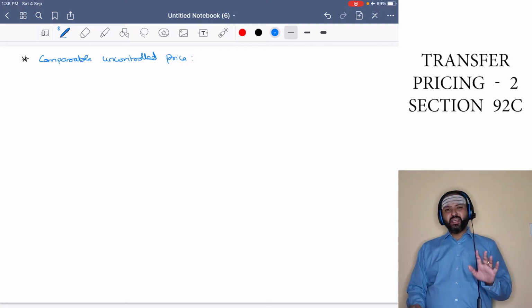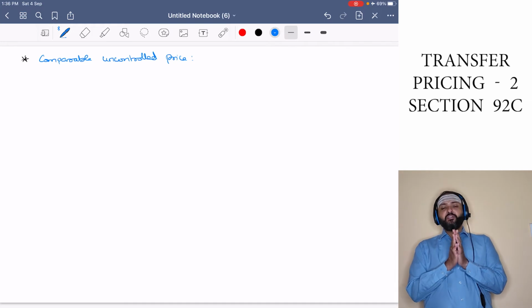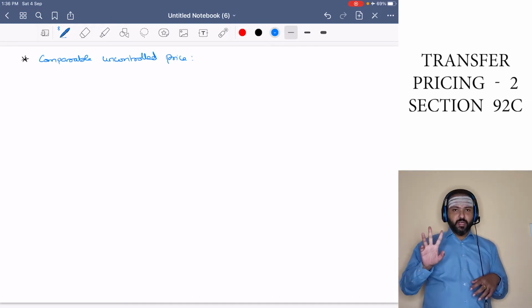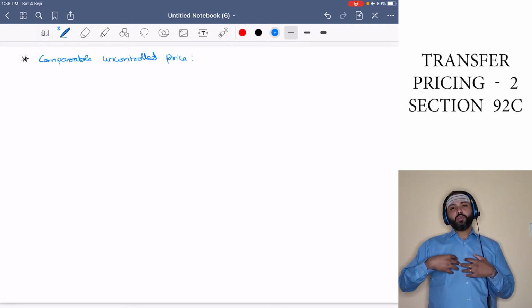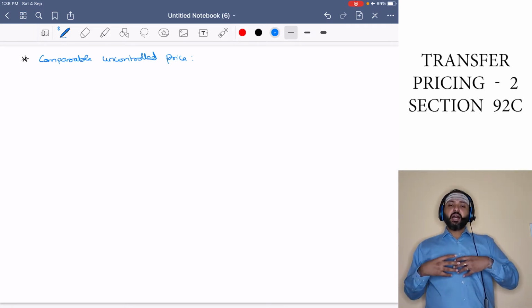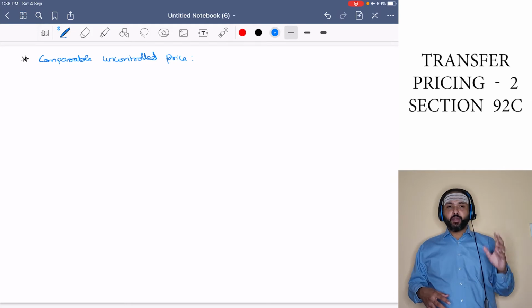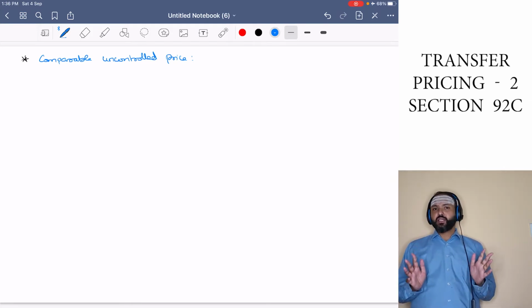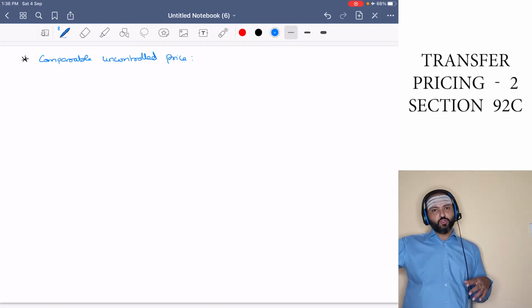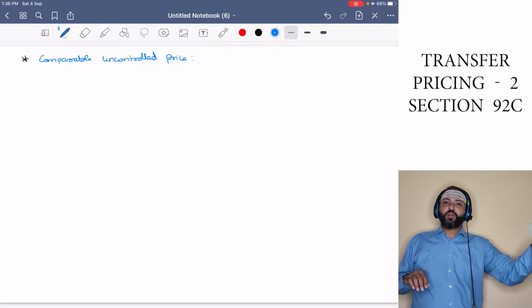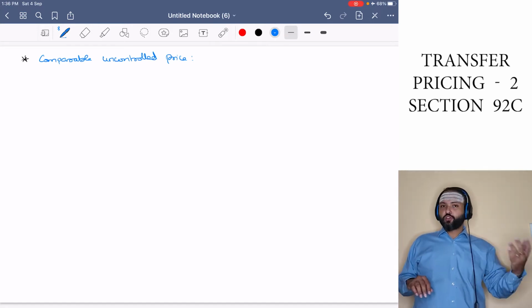Now, as the name indicates, I am doing 2 sets of transactions. What are the transactions? One transaction I do with my associated enterprise. The other transaction I do with an unrelated person. The same transaction, for example, I purchase a particular product from my associated enterprise. The same product I purchase from another person also.